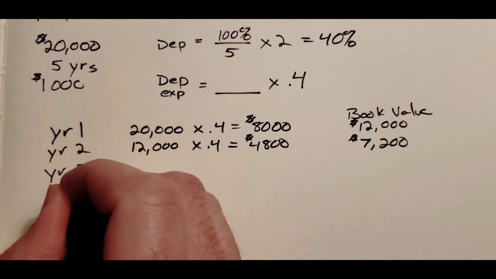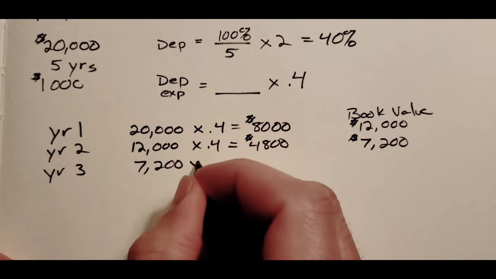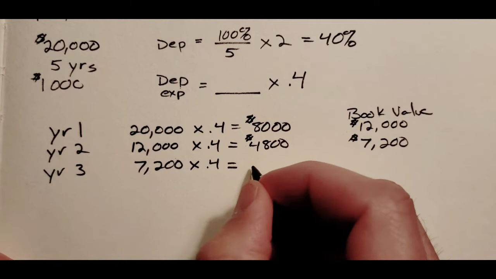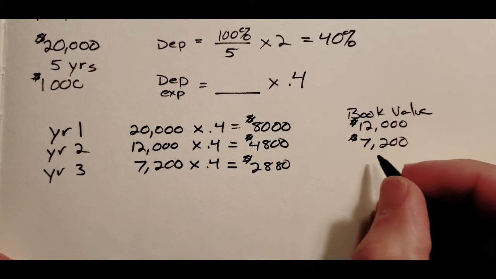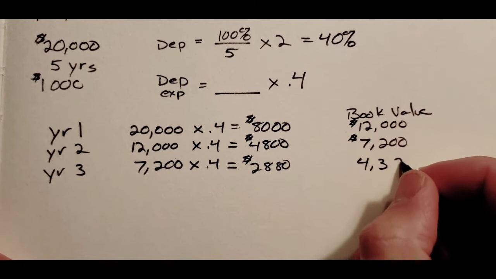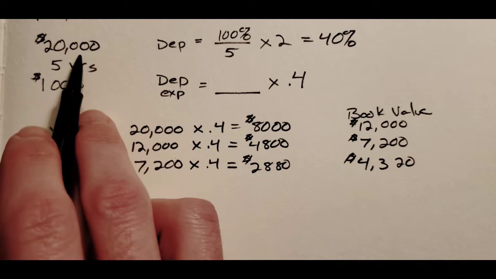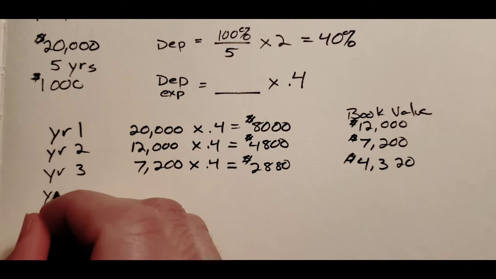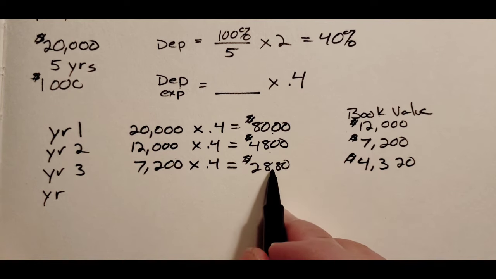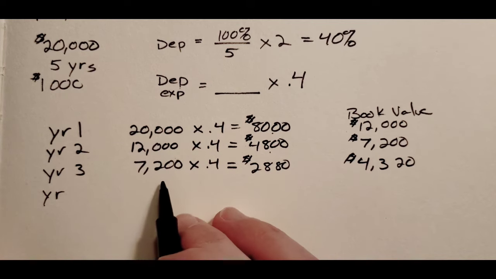Year 3 continues this process. We get $7,200, again the book value from the year before, times 0.4, and that gives us $2,880. Again, subtract that away from your book value, and you end up with $4,320. Now before we go any farther, you'll notice that in 3 years, this $20,000 truck has gone down to being only worth $4,320. That's a pretty significant drop. As we continue this, you'll notice though that our depreciation amount is getting less and less because it's 0.4, or 40%, of a smaller amount every year.